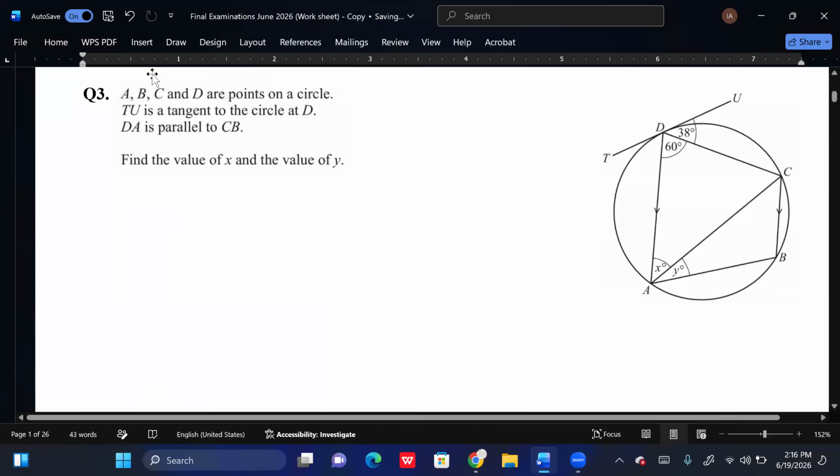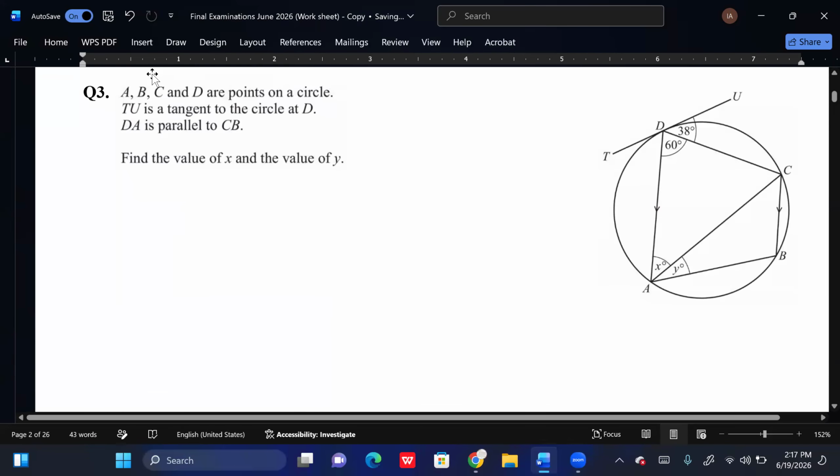Now, A, B, C, D are the points on the circle. TU is a tangent to the circle at D. D is parallel to CB. Find the value of x and y. Okay, first things first.